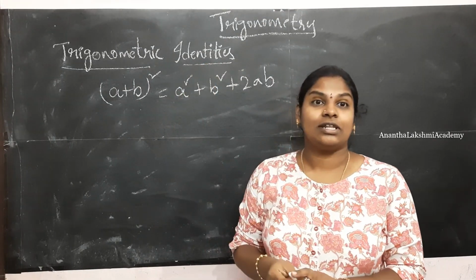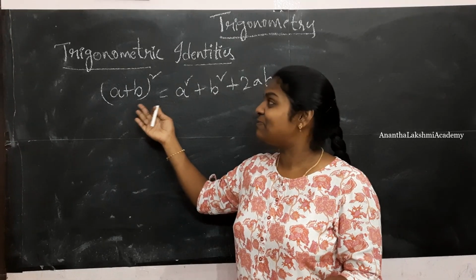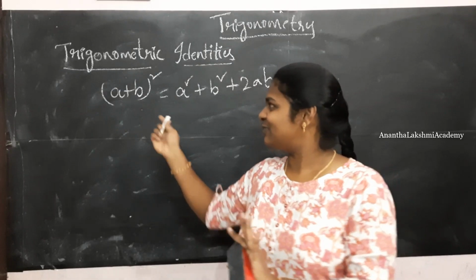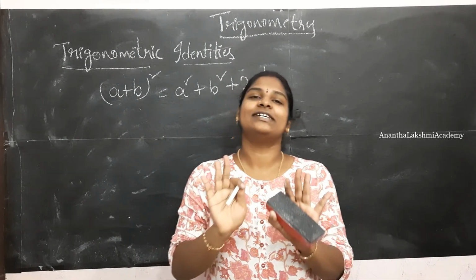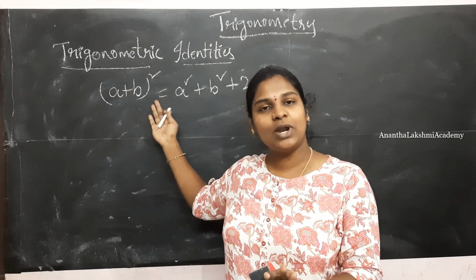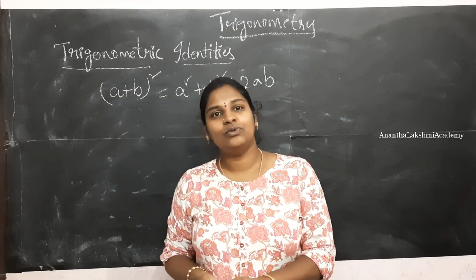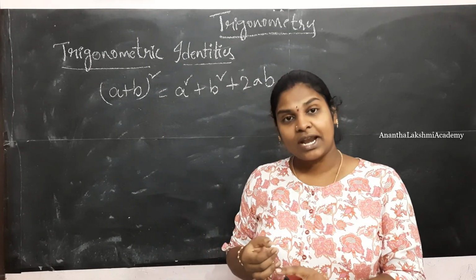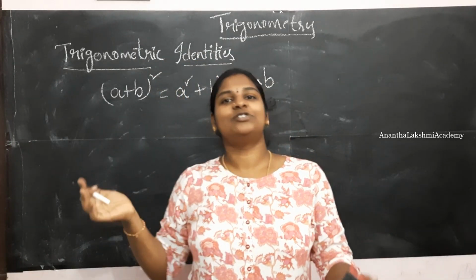Okay, so now the next question comes up. Are we going to implement a plus b whole square using trigonometric ratios? No, I just told you a plus b whole square for the example's sake. What is an identity? Anything which is proved as a formula is an identity. And if we are using trigonometric ratios in an identity, then that is known as trigonometric identities, and that is the topic for today.